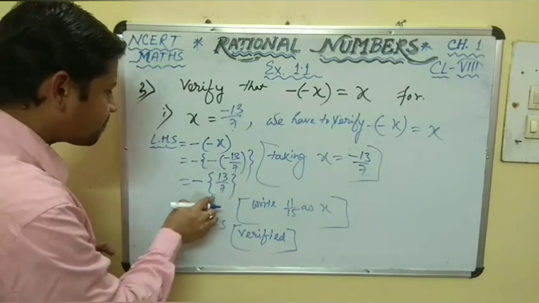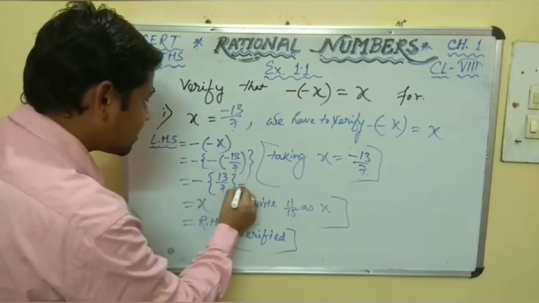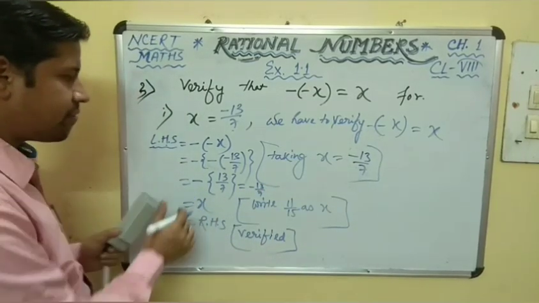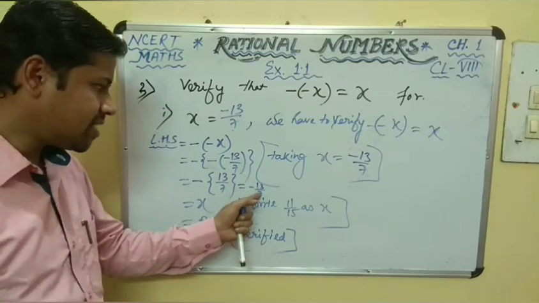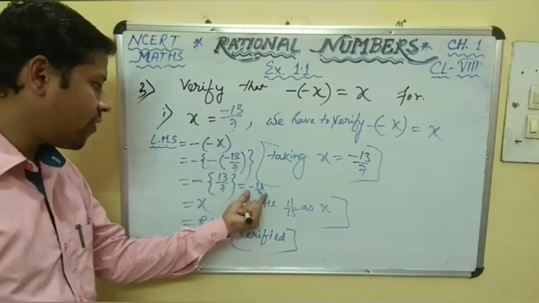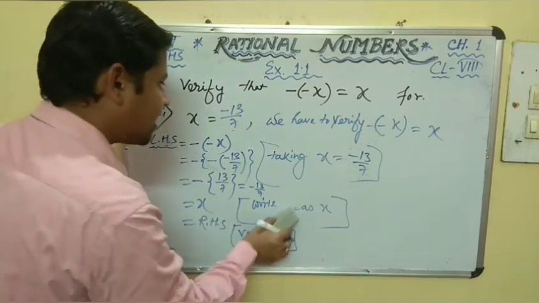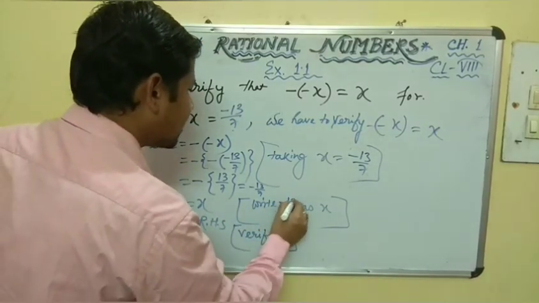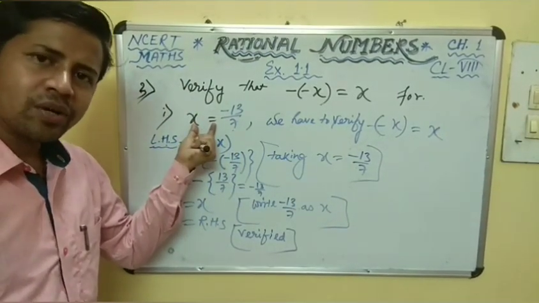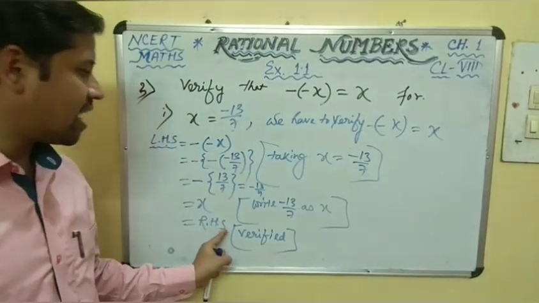Now see there, what is there? Minus 13 by 7. We can write this in the next step, but there is no place, so that's why I am writing minus 13 by 7 here. But minus 13 by 7 is nothing but x, because x equals minus 13 by 7. So we can write this equals x here, as it is already in the question. So x equals the right hand side, and it is verified.